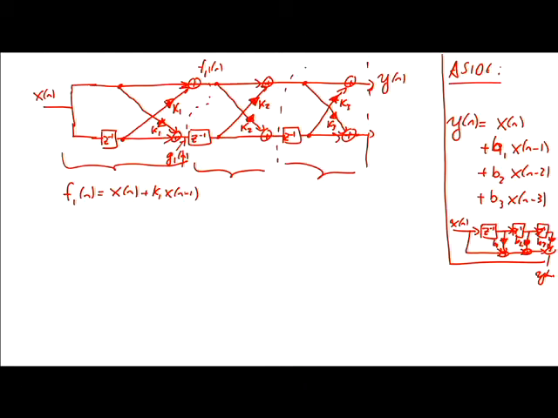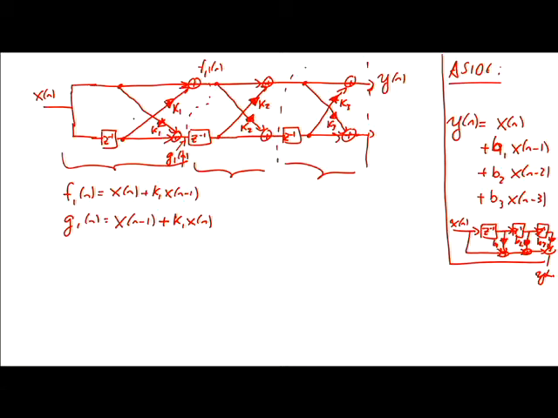Does everyone get that? The bottom branch, g1 of n, what is it equal to? It is going to be equal to x of n minus 1 plus k1 x of n, right?